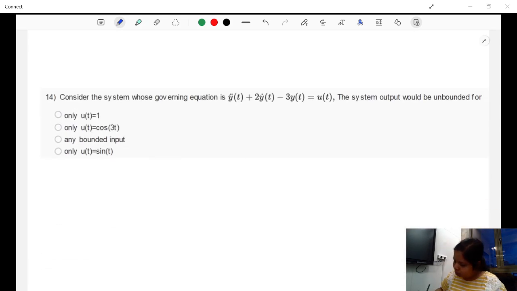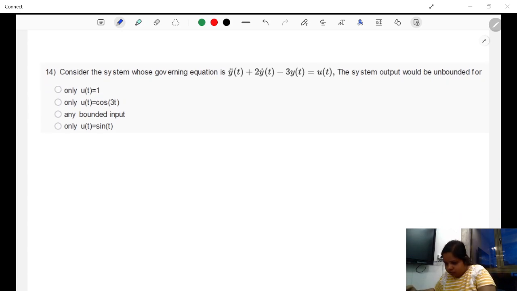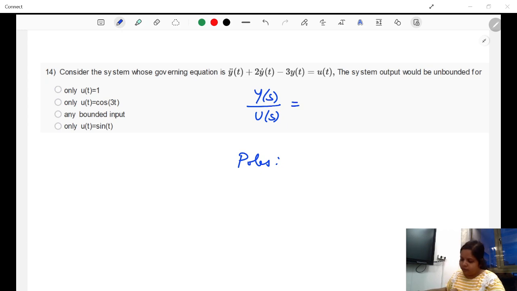Okay. So here also I want the answer. Try this question. First, someone tell me Y(s) upon U(s). Then someone tell me where are the poles of the system. Then we'll discuss. 1 by s square plus 2s minus 3, ma'am. Okay, that's correct. Good. So where are the poles of the system?